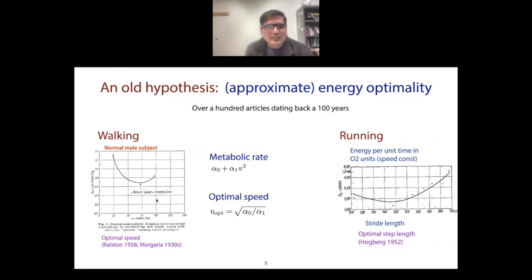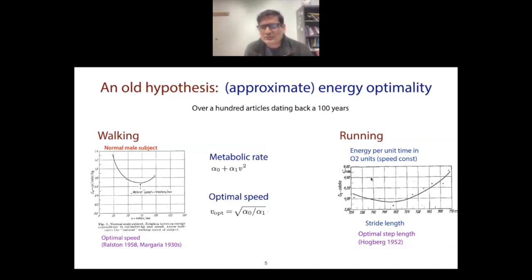And if you minimize, find the optimal velocity for the expression alpha naught divided by v plus alpha 1 times v, you get this expression. And alpha naught is about 2, alpha 1 is about 1 in some units. And if you take the square root of alpha naught by alpha 1, you get about 1.4 meters per second. And that's roughly the speed at which people walk, plus or minus 10-20%.